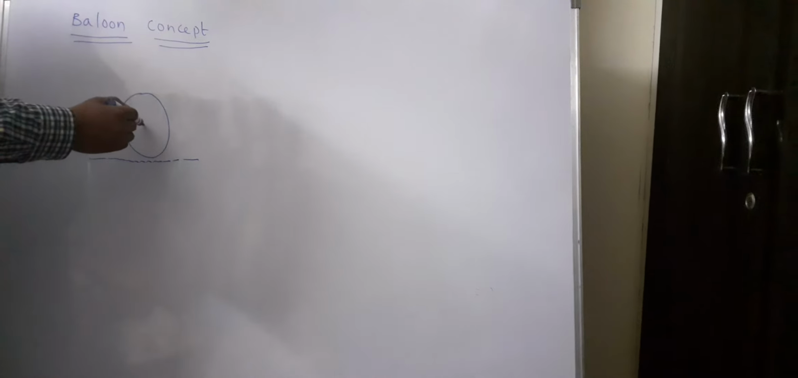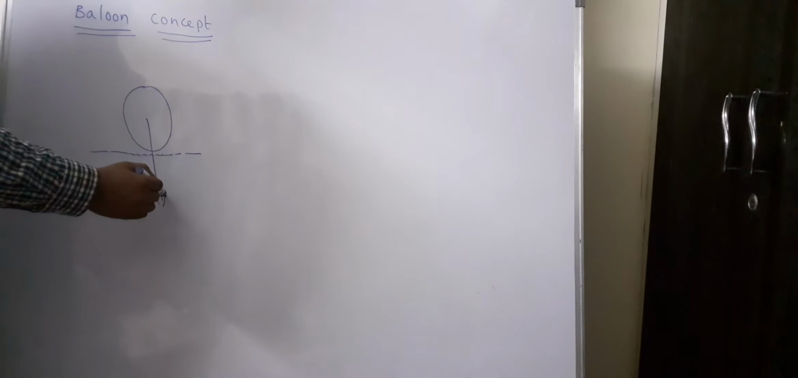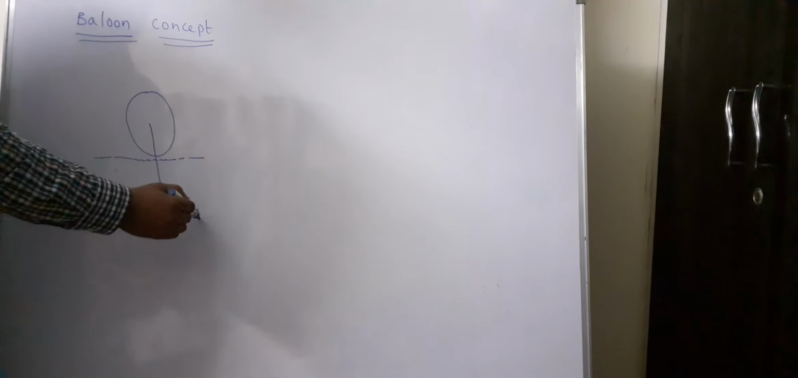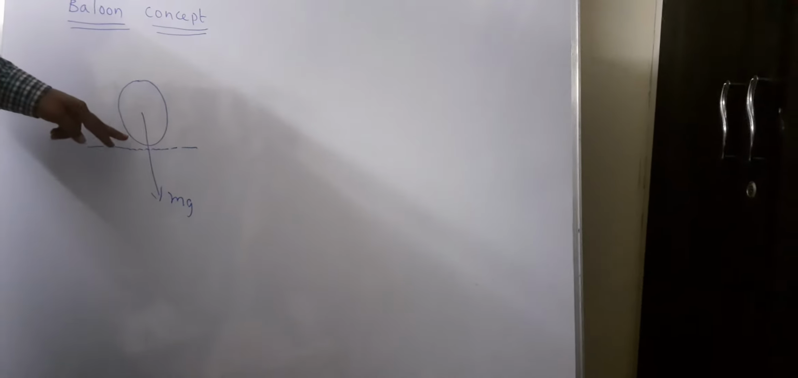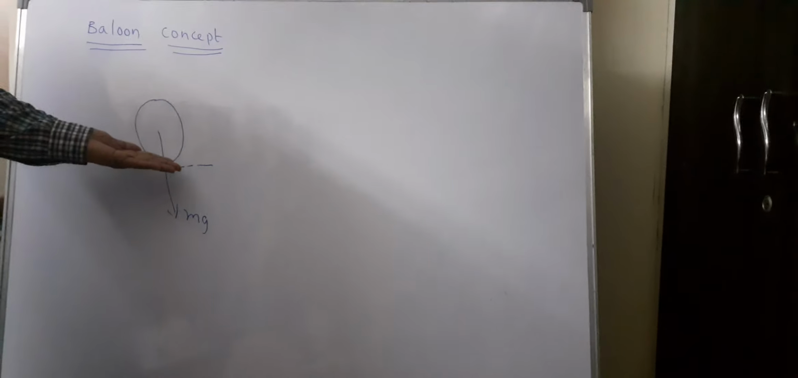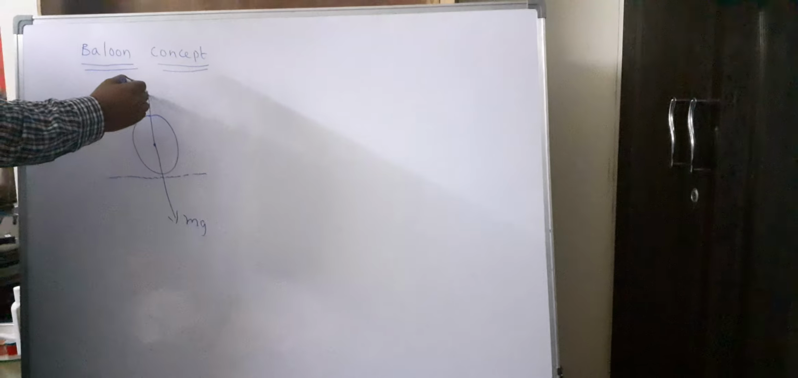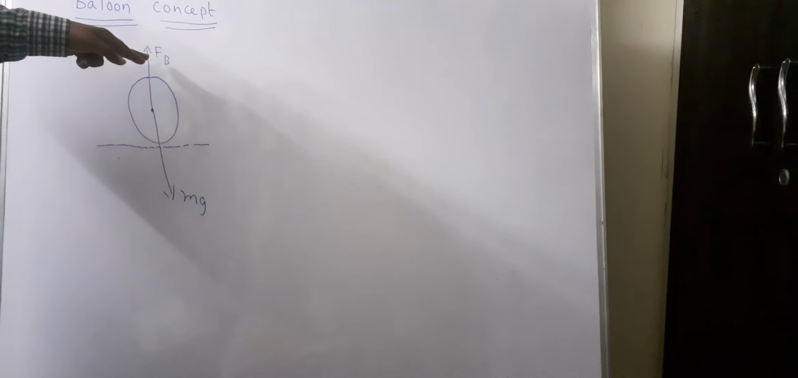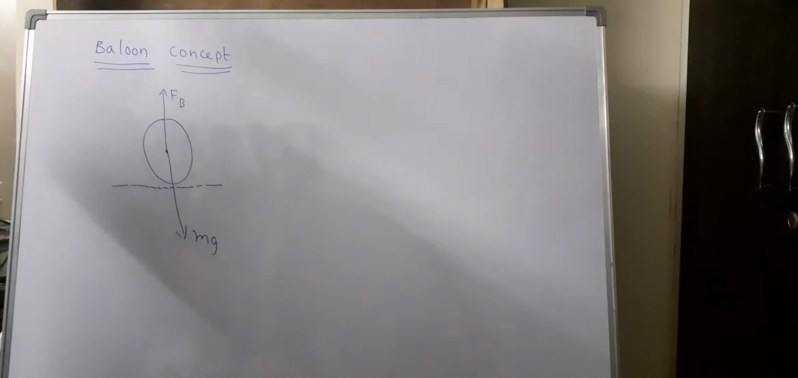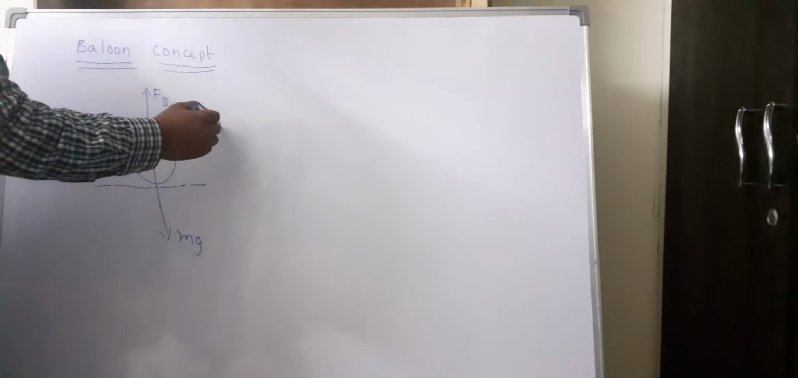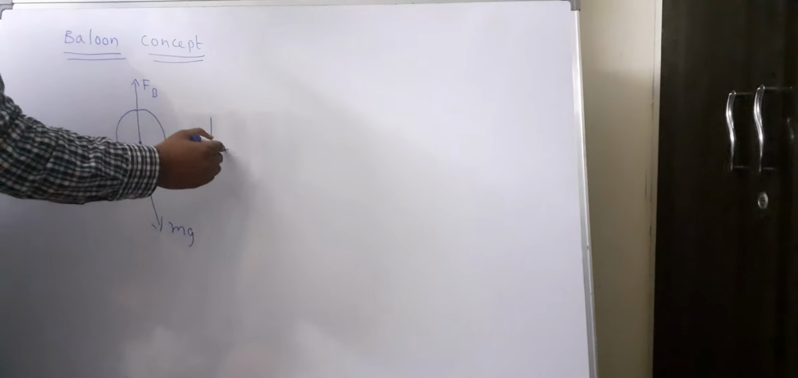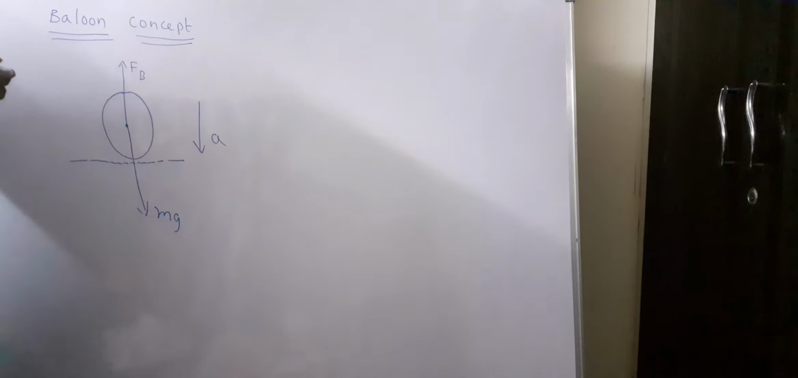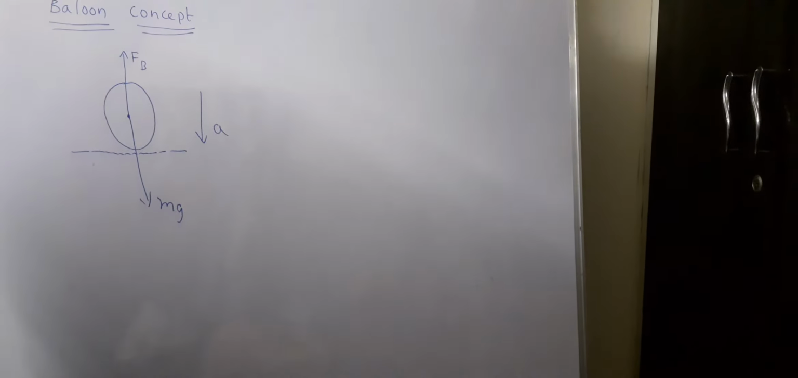Okay? This is the weight, always vertically downwards. Because of floating on air, some upward force acts. This upward force is called the force of buoyancy. Once again, here FB is called the force of buoyancy. In the situation, the balloon is moving downward with acceleration A.